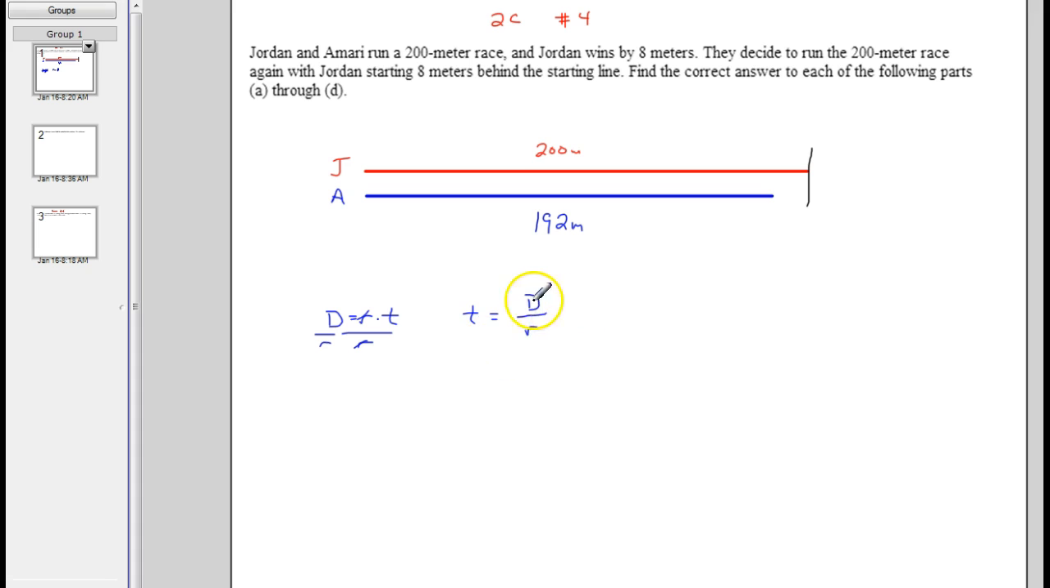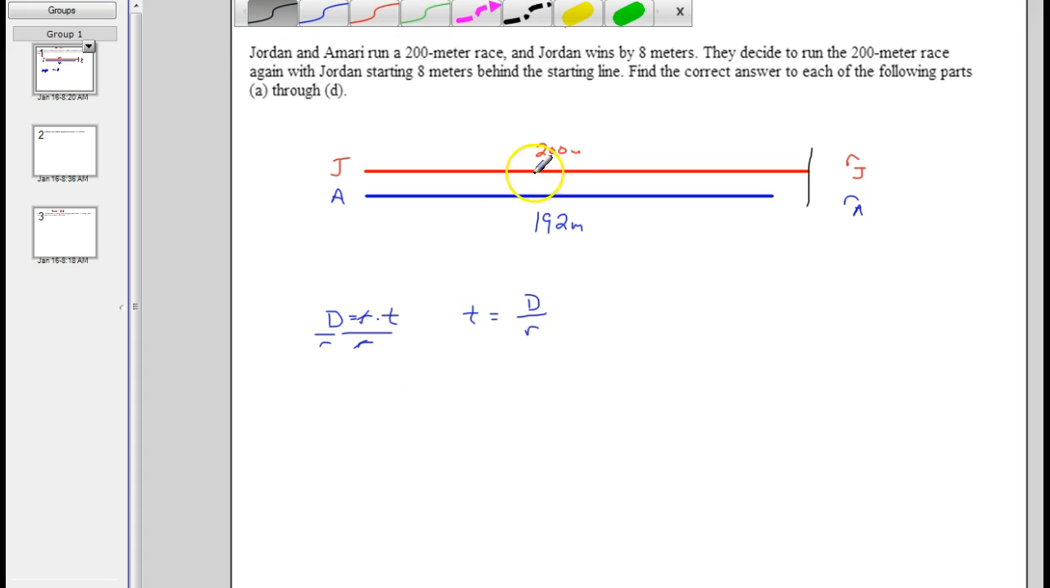So it's the same concept here, but we don't know how fast they ran. We're not given the speeds, and we're not told how long it took them to do this race. All we're told is how long it was and how much further he was behind him. So what we're going to do is call Jordan's rate R with a J below it, the rate for Jordan, and R with an A below it as the rate for Amari. Alright, and so what we end up with is this equation.